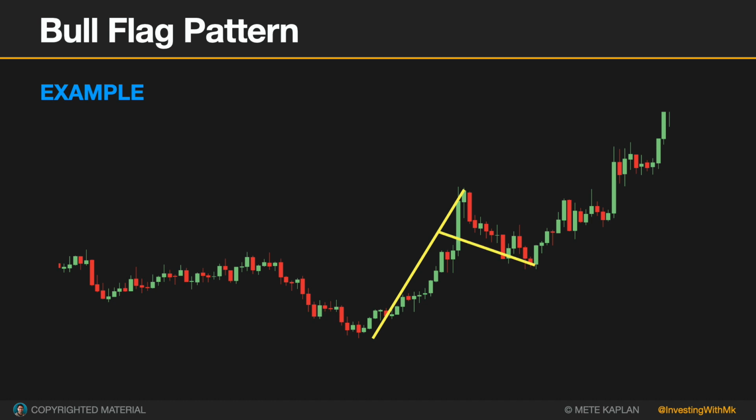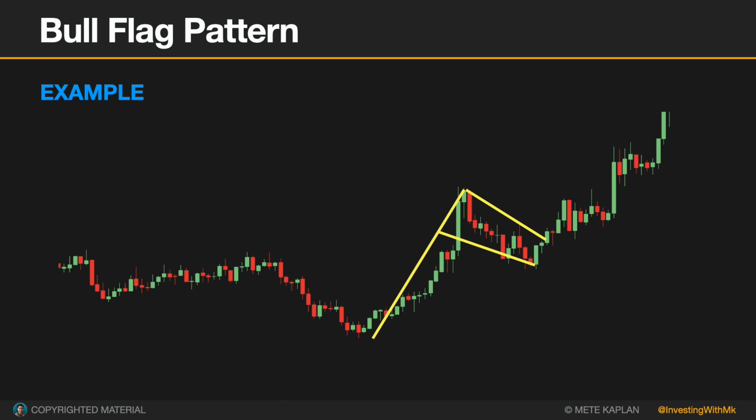Then buyers are exhausted at the moment and the consolidation period starts. However, sellers haven't taken control yet. Now, as you can see, our flag shape is formed.